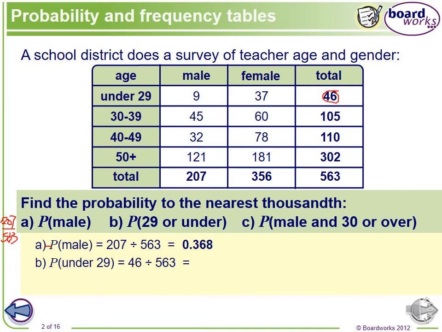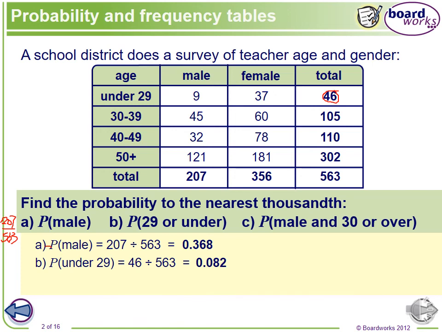So again, the denominator is all of the teachers, so it's 46 divided by 563. So the probability of the teachers under 29 years old is how many teachers are under 29 divided by the teachers in total. Again, similar thing. Do not forget rounding your answer to the nearest thousand. It's 0.082.